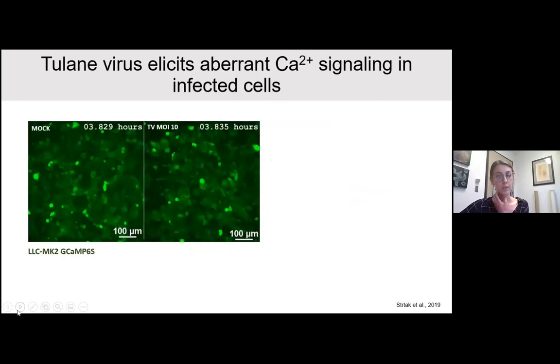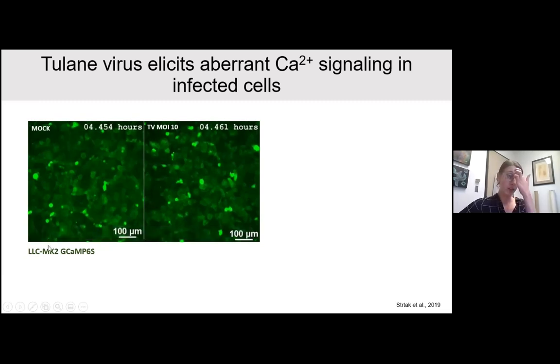So Ali Surtek was a former graduate student in the lab, and she was able to begin to characterize the dysregulation of cellular calcium that occurs during Tulane virus infection. And so to do this, she used cell lines that were engineered to stably express a green cytosolic calcium indicator. So we'll watch these time-lapse videos, and anytime we see an increase in green fluorescence, that means an increase in cytosolic calcium concentrations. So we have mock infected cells on the left and Tulane virus infected cells on the right.